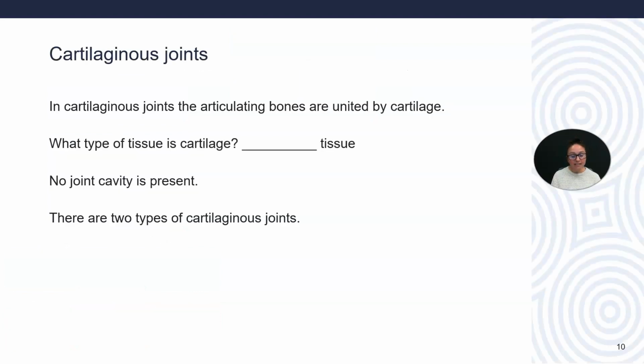Okay, let's look at this second category of joints. This type of joint has cartilage in between the bones. Okay, what type of tissue is cartilage? It's connective tissue because it has cells in the matrix. There is no cavity, and there's a couple of types of cartilaginous joints. I like that word, cartilaginous. I feel very smart when I say it, cartilaginous.